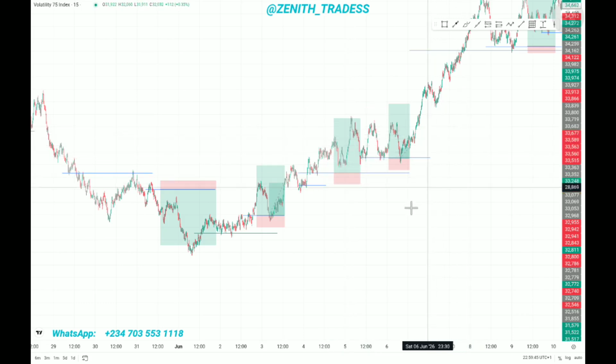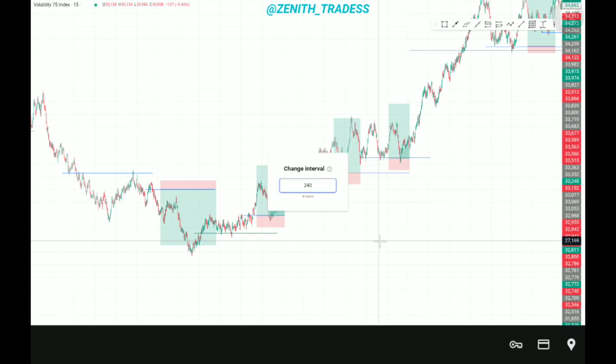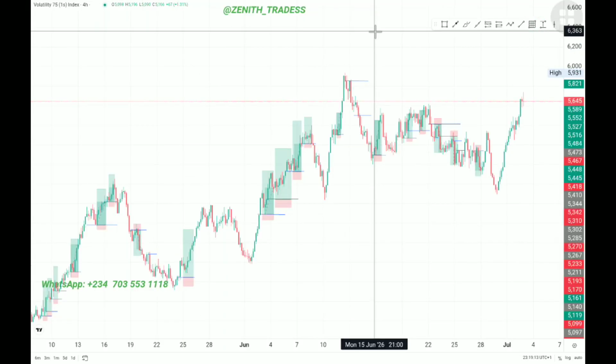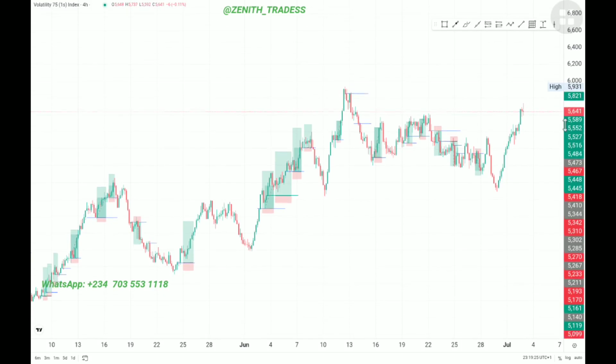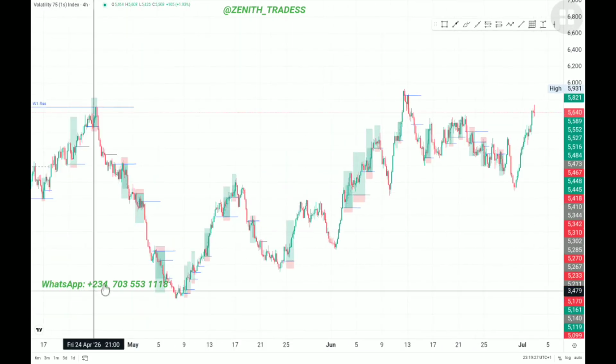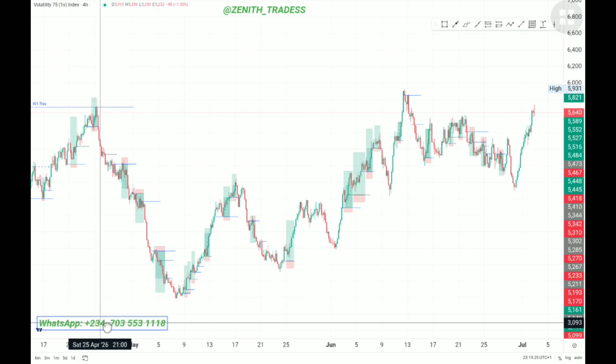All right, let's go back to 4H. This is volatility 75 1s. The very first one is volatility 75 index. This one is 75 1s index. So there's a difference.